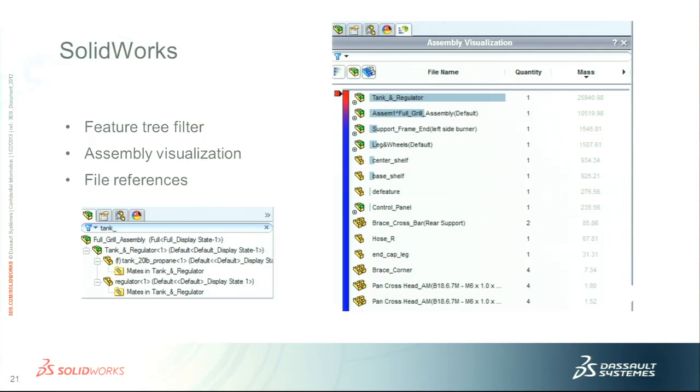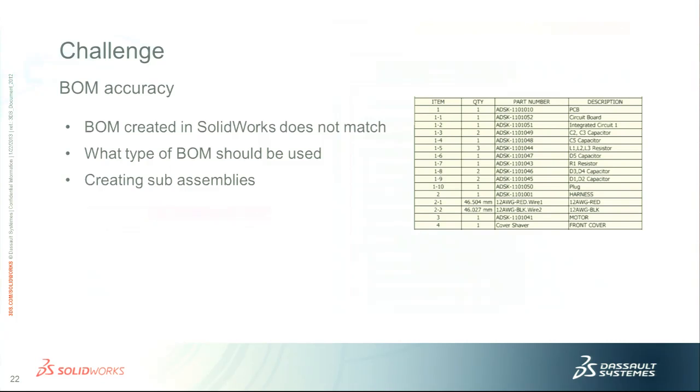And then also file references under the file menu inside of SolidWorks. You can go to file references, and that will give you lists of every single part that's part of that assembly and where they're located at. So, just another way to help you keep track of your assembly files.